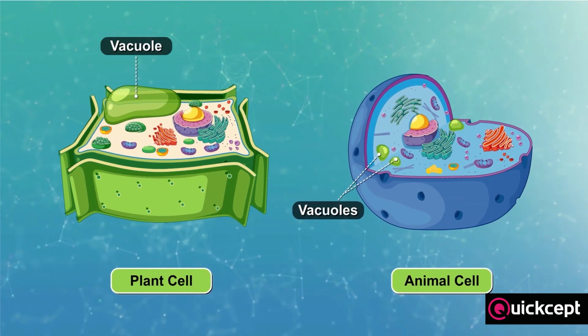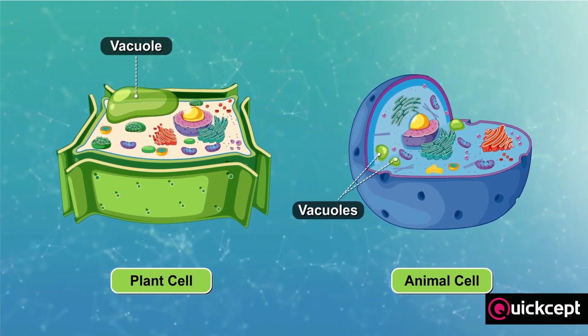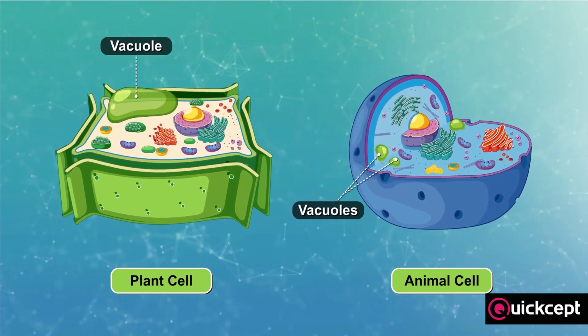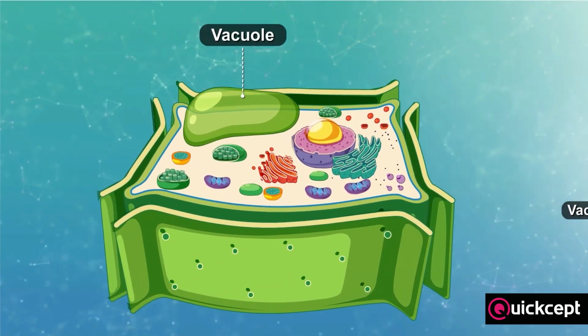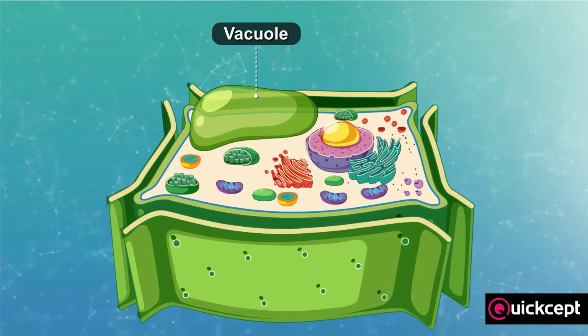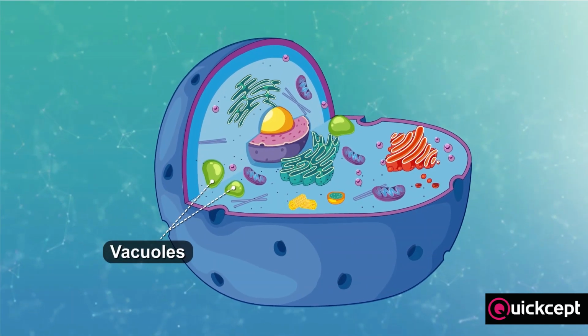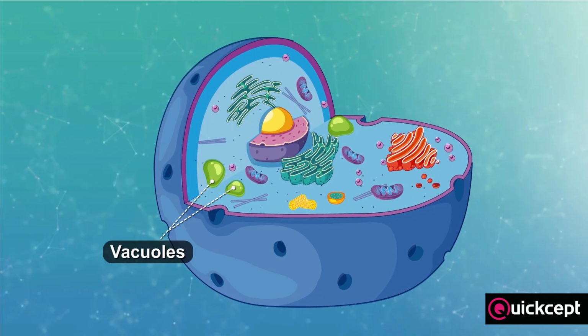Lastly, there are vacuoles, which are fluid-filled sac-like structures that store water and various dissolved substances. Plant cells have a large, centrally located vacuole that maintains turgidity, whereas animal cells usually have many smaller vacuoles.